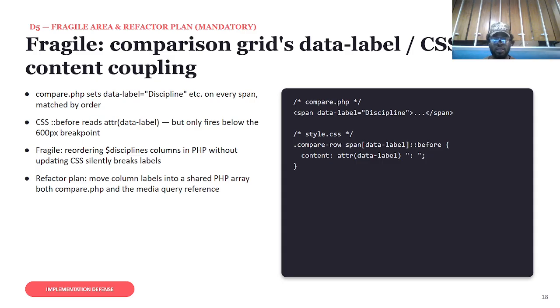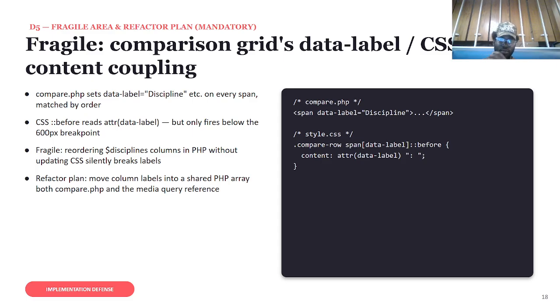My CSS then uses attr(data-label) inside a ::before rule to print that label on small screens before the tablet breakpoint switches to a real 5-column grid. The fragility in it is that nothing enforces those two lists staying in sync. If I ever reorder the columns in the PHP loop without also reordering the corresponding CSS logic, the mobile labels will silently attach to the wrong values with no error thrown anywhere.